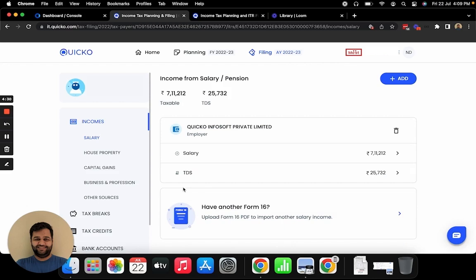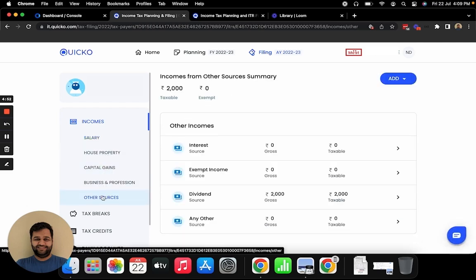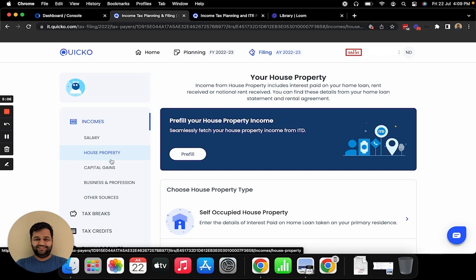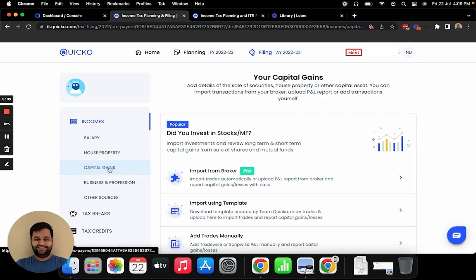Right after it pre-fills information, we land inside your income tax return, and as you can see, Quicko has already pre-filled some information. In this case, I'm using my account, so it has already imported my salary from my employer. Let's see if I have any other income sources. Let's go to other sources. As you can see, I received some dividend as well. Dividend income is also already imported into my income tax return. I don't have any house property, so there is no house property income imported. Capital gains and business profession income.